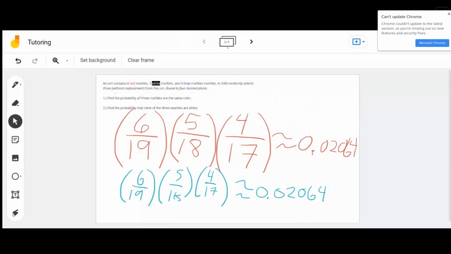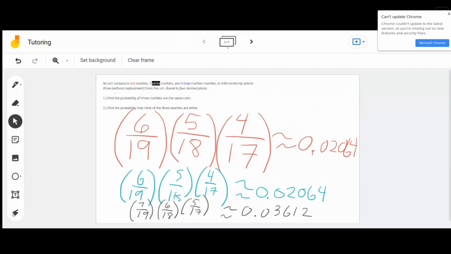So the probability of getting 3 white marbles in a row is going to be the probability of getting a white marble on our first draw, which is 7 out of the total number of marbles, 19, times 6 out of 18, because there's one less marble and one less white marble, times 5 out of 17. And if you multiply those 3 events together, because you need all of them to happen, that is going to be about 0.03612, which is about a 3.6% chance of that one happening.